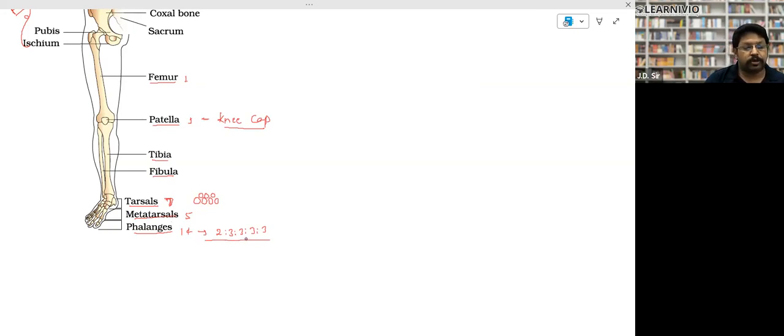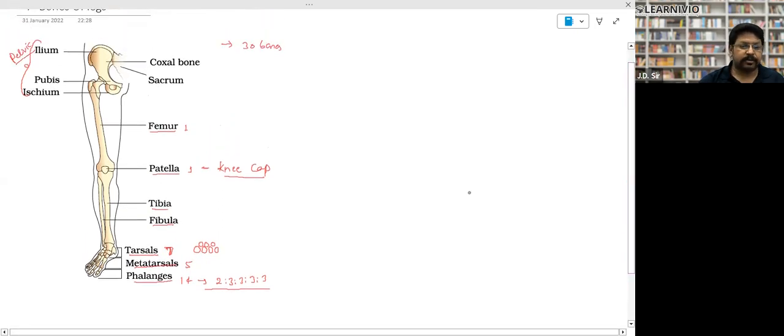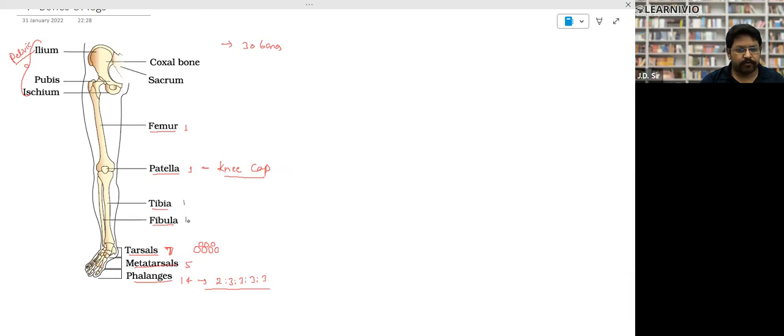So the formula is 2, 3, 3, 3, right? So there are 14 phalanges plus 5 metatarsals, 19, and 7 tarsals, that is 26, right? 1 patella, which is extra, so 27. And tibia and fibula, 1 tibia, 1 fibula, so 28, 29, and 1 femur, that's 30. So there are a total of 30. In the tarsals, 1 is reduced, but with the patella, 1 is increased. That's why there are 30.